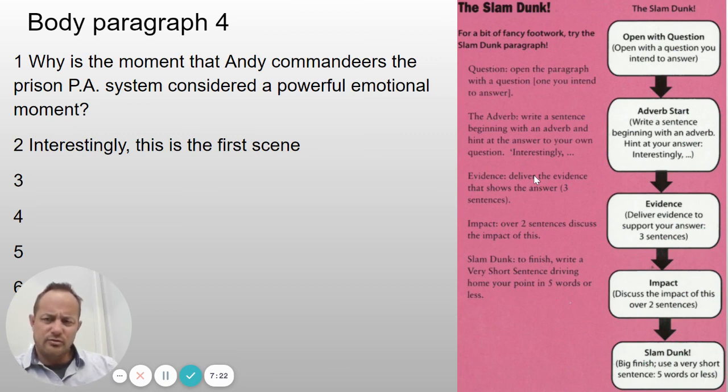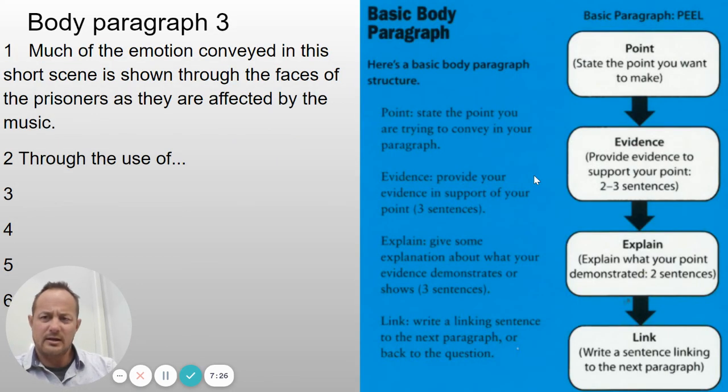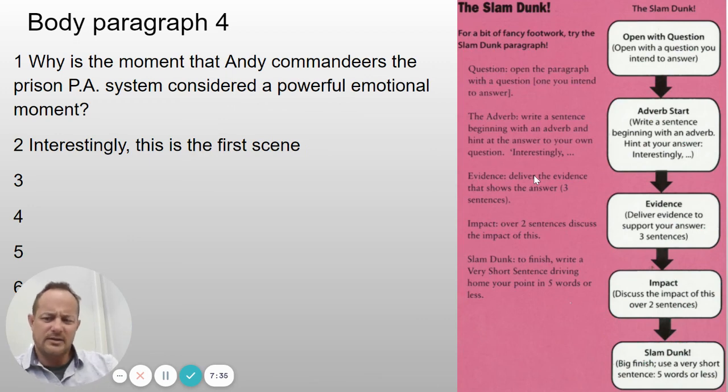So those are our 2 paragraphs we're looking at here, the slam dunk and the basic body paragraph. PEEL, point, evidence, explanation, link. And we haven't got a fancy acronym for the slam dunk, just a fancy name.